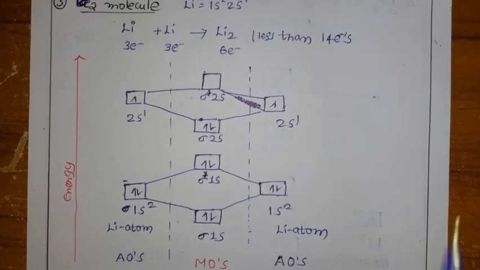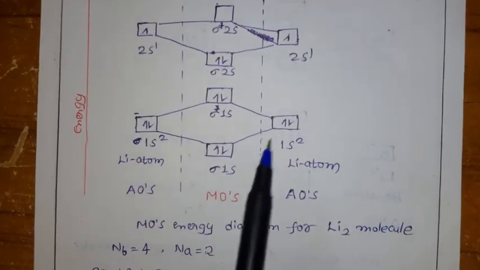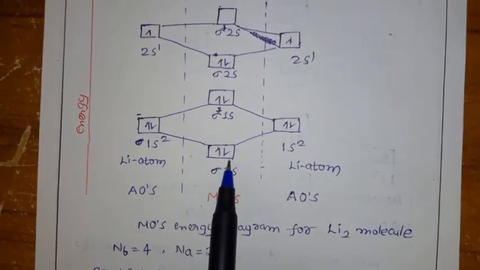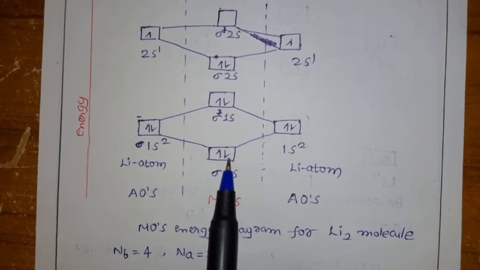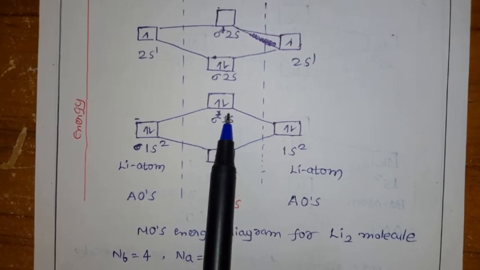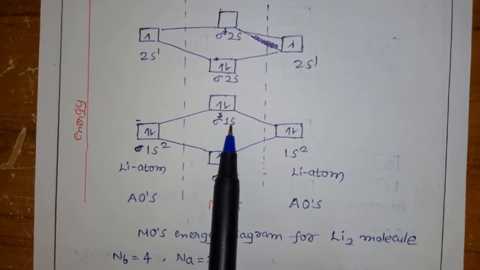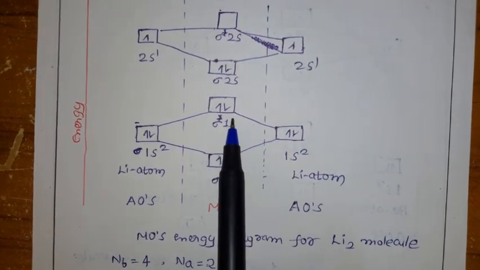Now the molecular orbital energy diagram is ready. Now we have to fill the electrons. In total, how many electrons do we have? 6. In all the orbitals, you first have to fill the lowest energy orbital. So here 2 electrons are over. Next, come to sigma star 1s, where you can fill a maximum of 2 electrons. So 2 electrons are over. So in total, 2 plus 2 is 4.